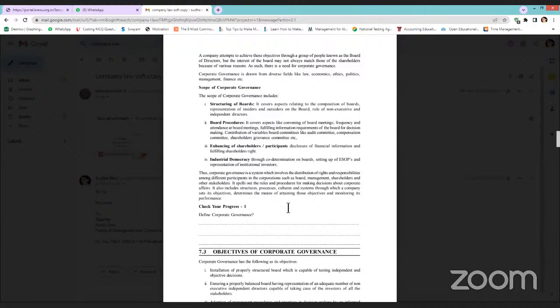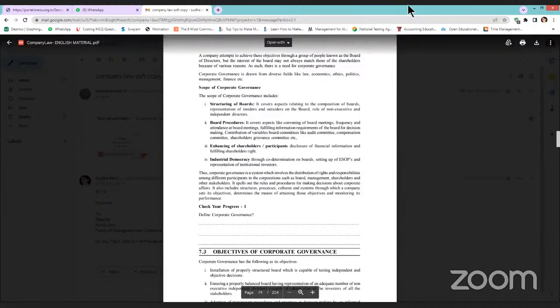So first, structuring of boards. What corporate governance covers or includes. Scope is nothing but what it includes. Structuring of boards: one of the functions that corporate governance relates to is the composition of board members, meaning how many board members represent within the organization and with the outside organization, and what is the role of non-executive and independent directors. This structure and their duties and powers will be laid down clearly by the corporate governance body.